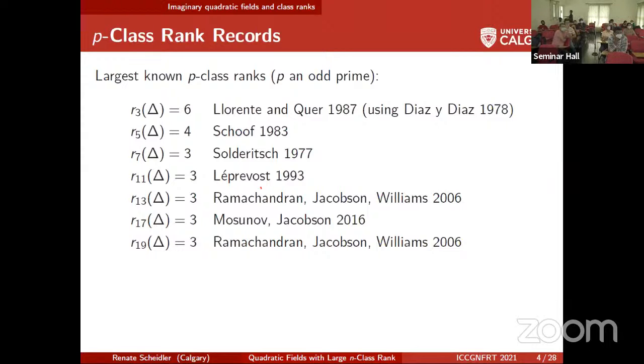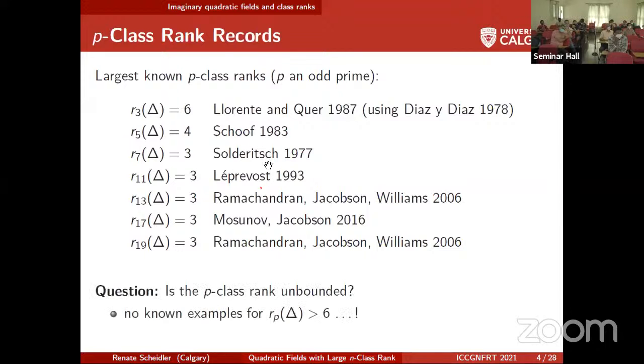This is due to Renate Scheidler from 1983. For 7, the record is 3. This is Soleng, 1977. 11 is due to Leprévost, 1993. And then the last 3, 13, 17, and 19, is work by Mike Jacobson with some of his students. These are the theses of these students. Ramachandran and Mosunov were both students at University of Calgary, and wrote their theses on class group computation. So they basically computed class groups and they found these new records. And that's about it. Above 19, it starts getting very difficult.